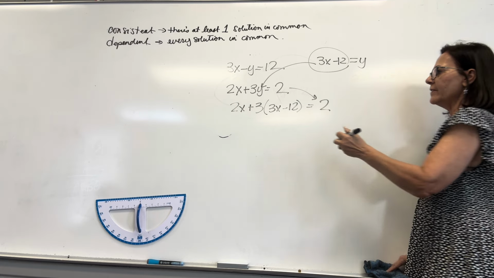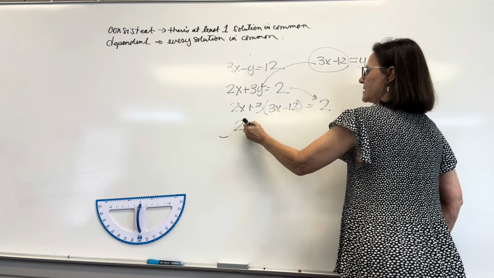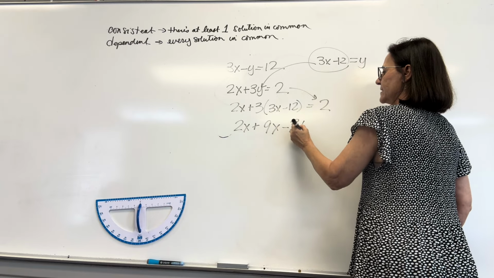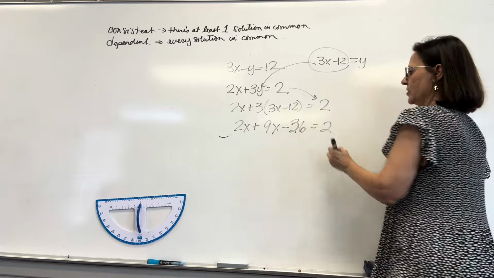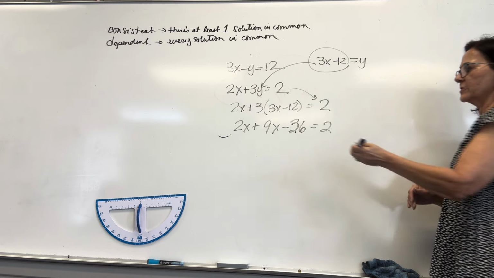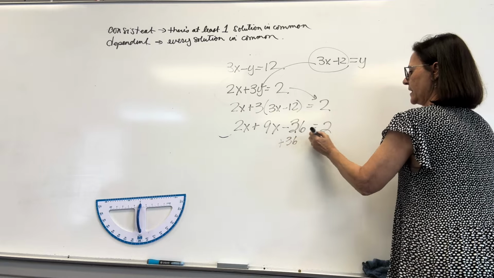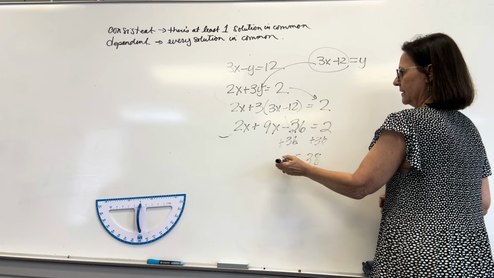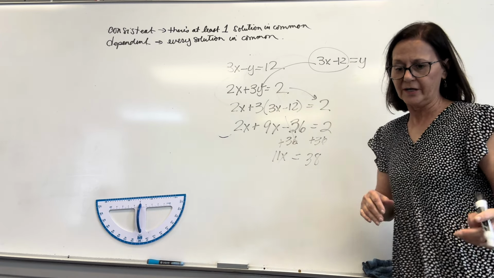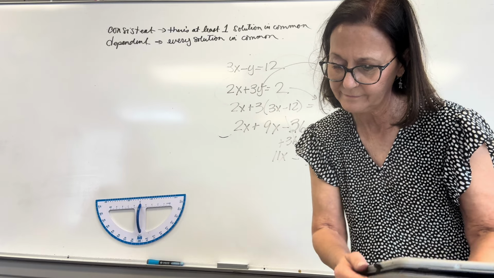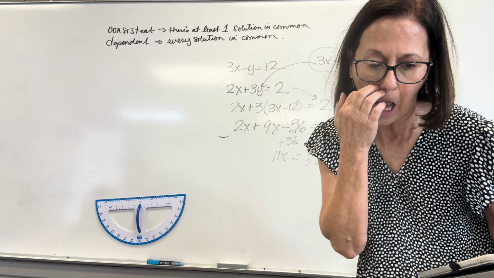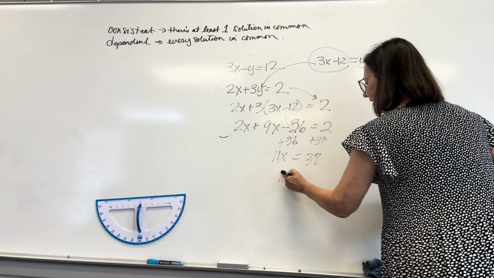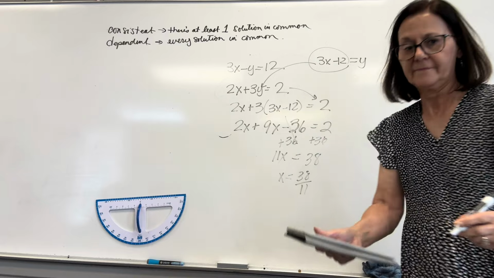All right, we'll distribute that 3. So we have 2x plus 9x minus 36 equals 2. I'll move the 36 to the other side through addition. So plus 36. So it equals 38. And that's 11x equals 38. Is x really a fraction for number 3? Yes, ma'am. Oh, goodness. x is 38 elevenths.